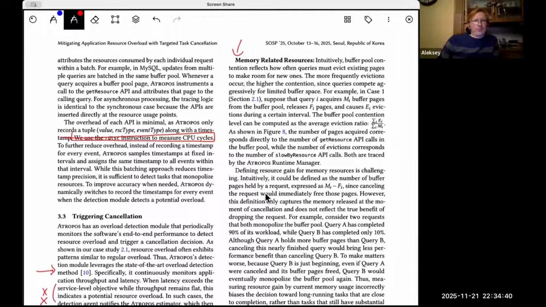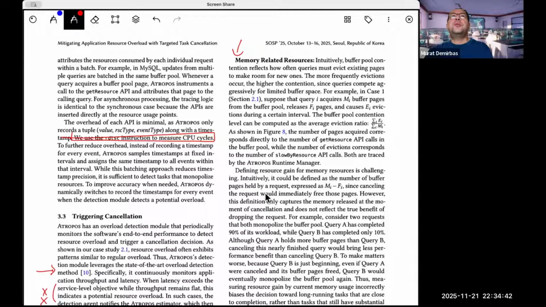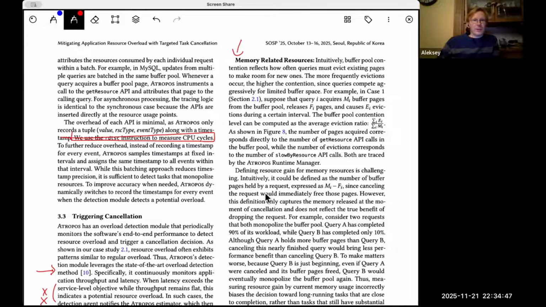What type of proposed runtime manager? As shown in figure A, the number of pages acquired corresponds directly to the number of get resource API calls in the buffer pool, while the number of evictions corresponds to the number of slow by resource API calls. Both are traced by Atropos runtime manager.